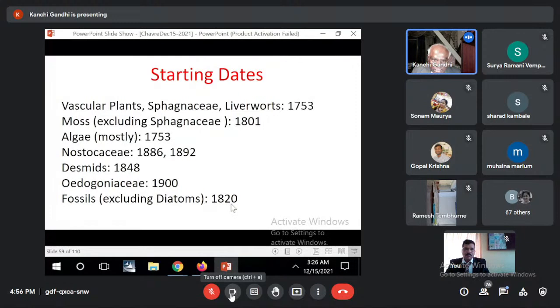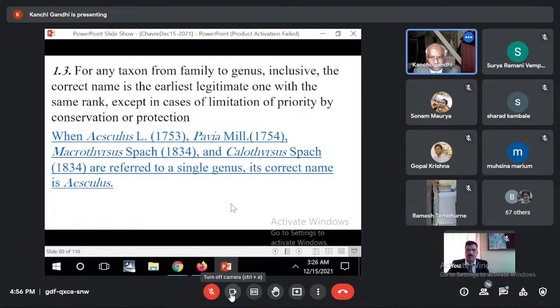Now, as Dr. Chavri already explained, what is the correct name when there are multiple names available? Like Aesculus 1753, Aria 1754, Microtysus 1834, Calothysus 1834, they're all merged together as a single genus. Then we accept Aesculus as the correct name for all the four names.